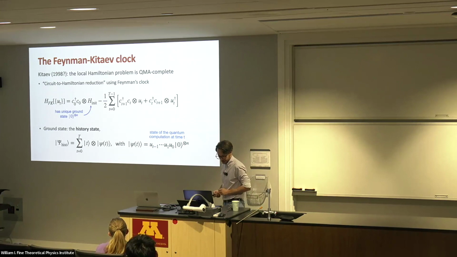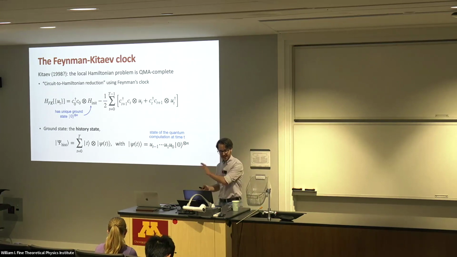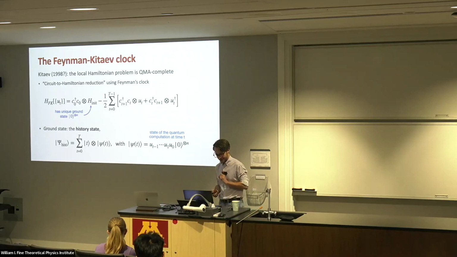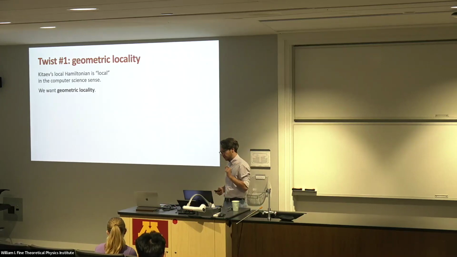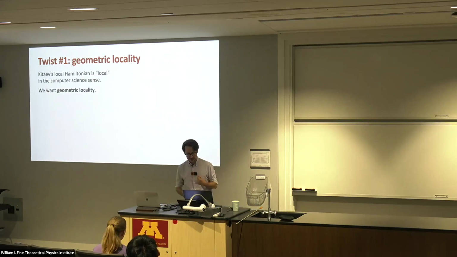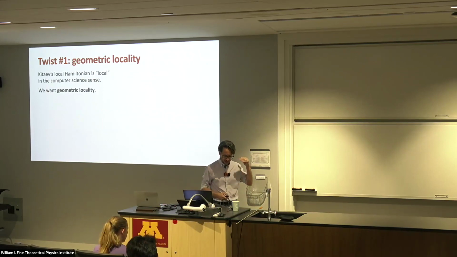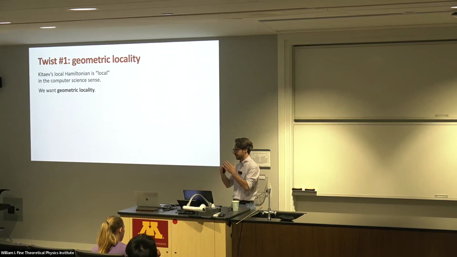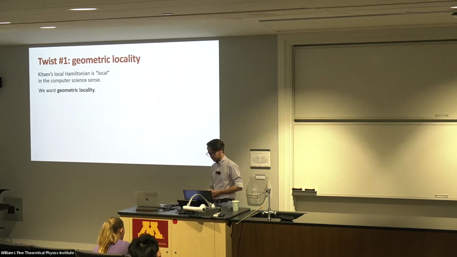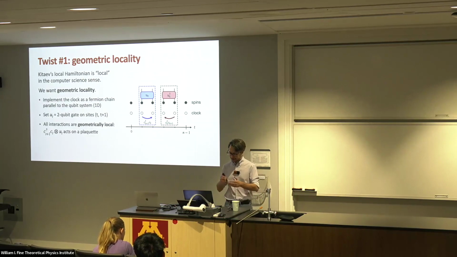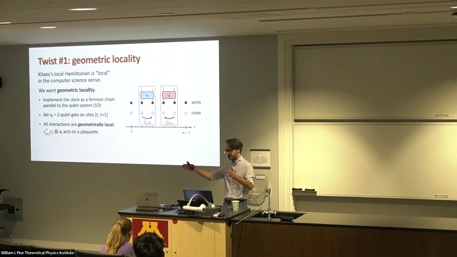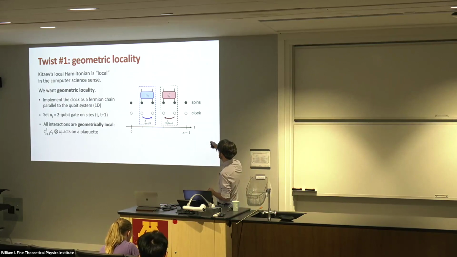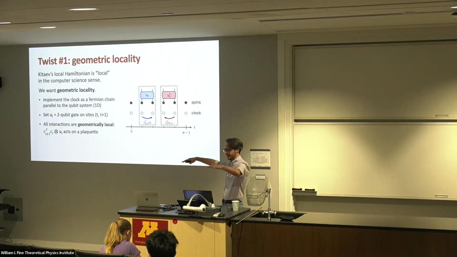Now we take this construction and we want to learn about ground state entanglement from this. So we have to make a few twists to make it relevant to us. The first twist is that we want to make this geometrically local. This local Hamiltonian problem was local in the computer science sense. It involved Hamiltonians with few body interactions, but there was no geometry, no lattice, nothing like that. We want to make it actually geometrically local. So we implement our clock as a fermion chain that lives in one dimension and runs parallel to the quantum computer. We have spins or qubits that make up a quantum computer arranged in one dimension, and we have a tight binding fermionic chain that runs exactly parallel to it.